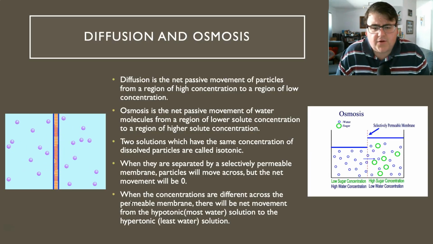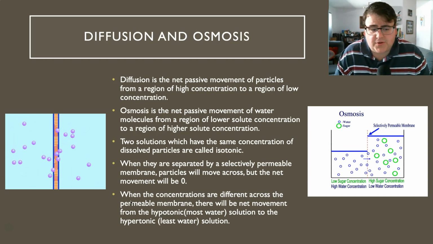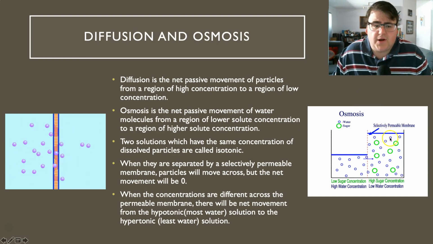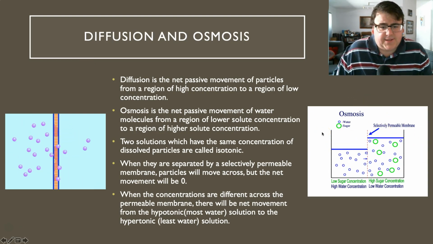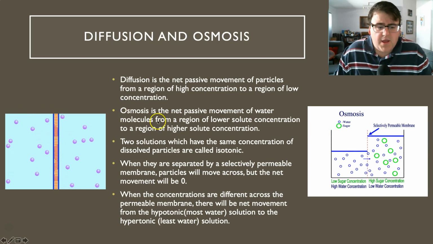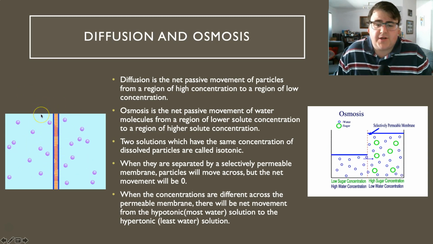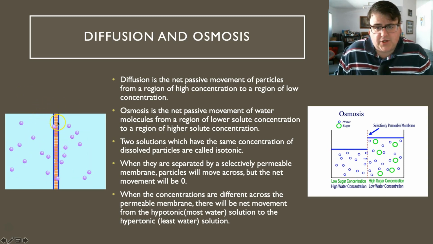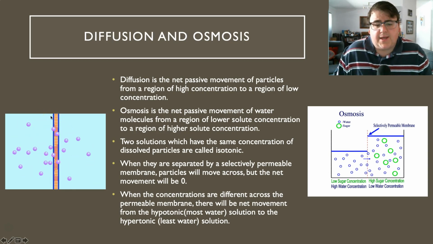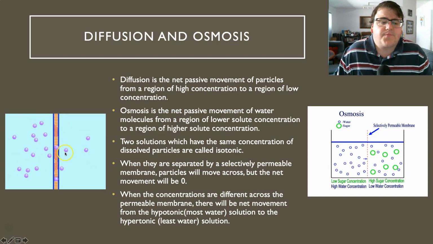So first off, we're going to look at diffusion and osmosis. We have two diagrams on the side: diffusion on the left here, and osmosis on the right. Both of these processes are really the net movement. If we start by looking at diffusion, diffusion is the net movement of particles from a region of high concentration to a region of low concentration, and that will keep going until they reach equilibrium, so there's the same concentration on both sides, or isotonic on both sides.